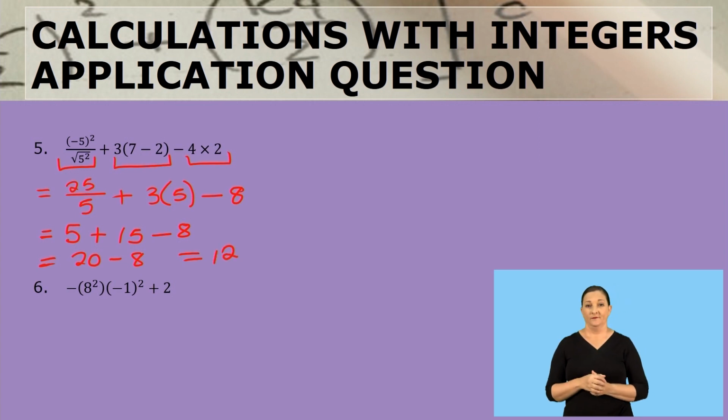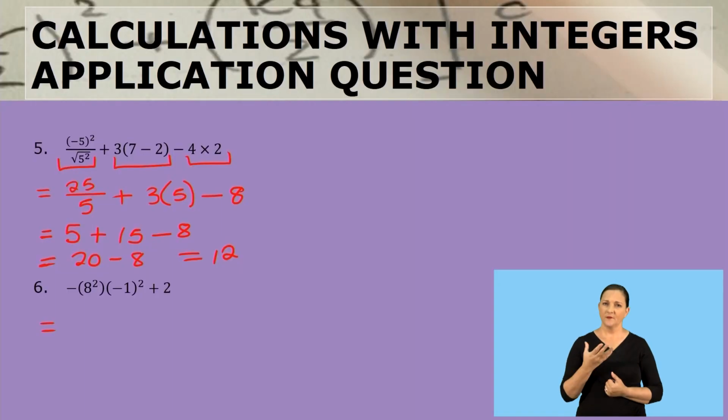So although it looked a bit difficult, actually when you break everything down and when you remember your rules that you have to apply while solving for multiple operations, then you will be okay. Let's look at number 6. So again, number 6, we have there a positive 8 that is being squared. And then we have a negative 1 that is also being squared.